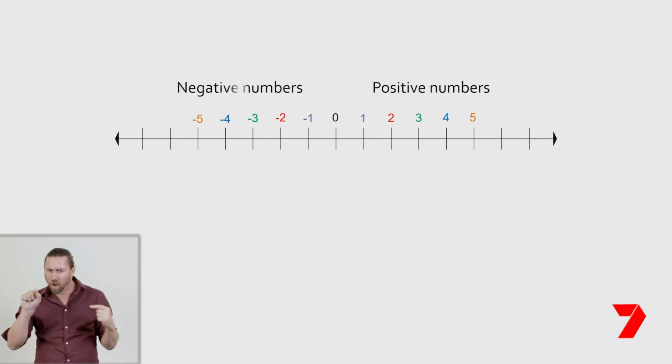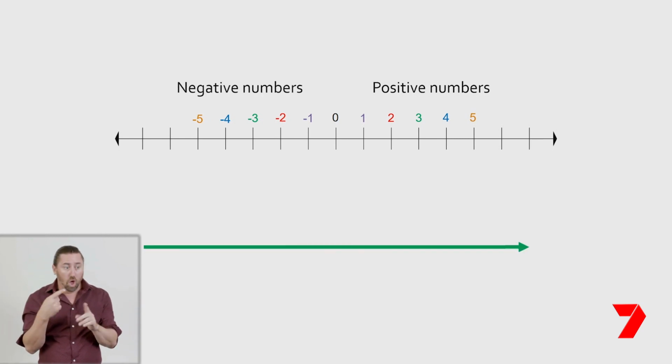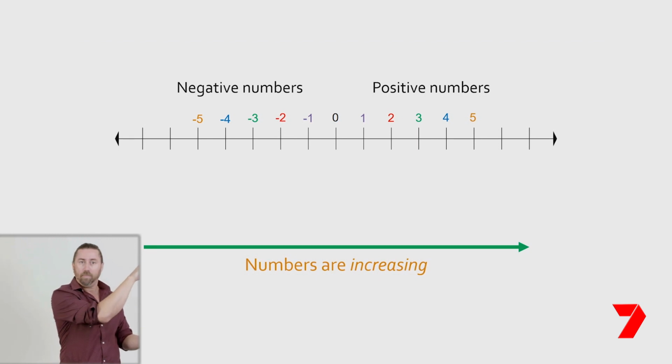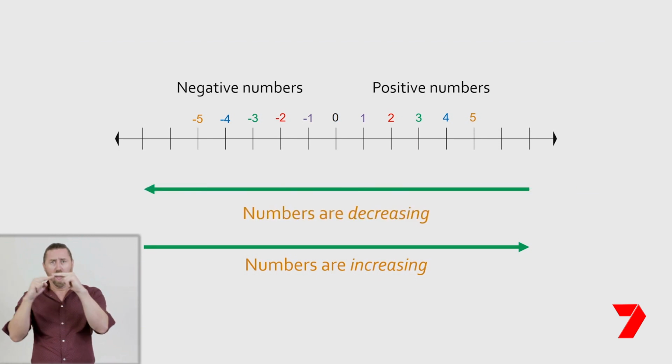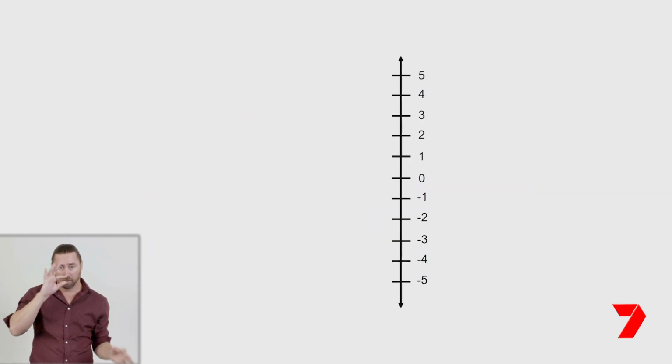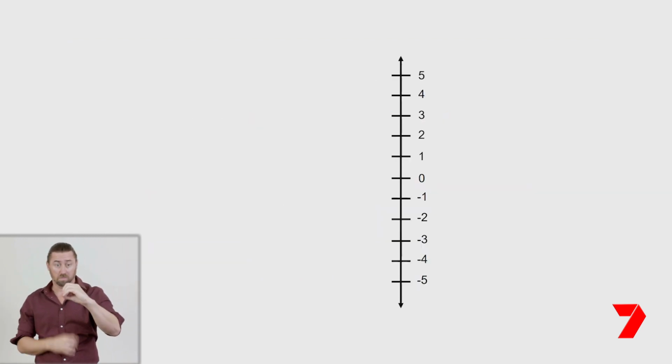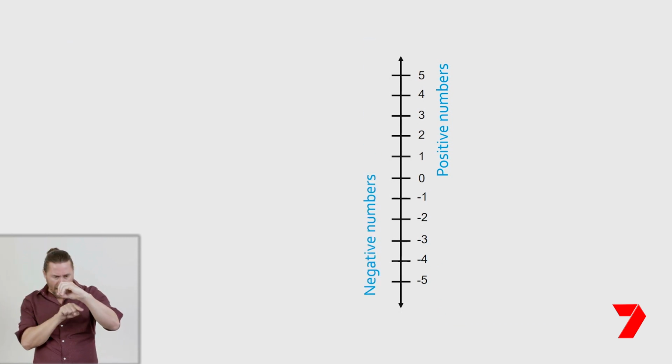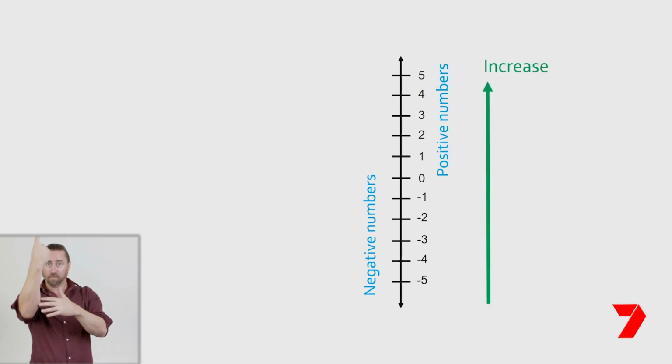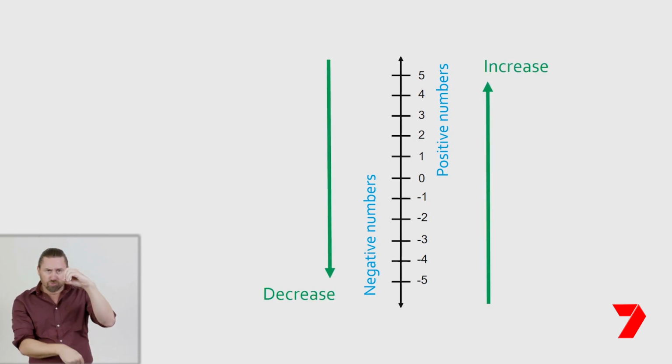The value of the numbers increases as you move to the right and decreases as you move to the left. The number line can also be written vertically. The numbers above 0 are the positive numbers, and the numbers below 0 are negative numbers. Numbers increase as they move up the number line and decrease as they move down the number line.